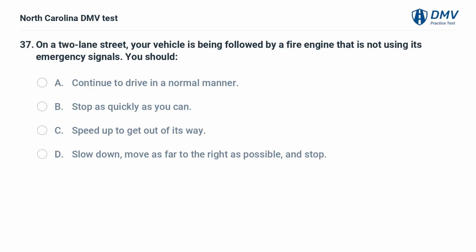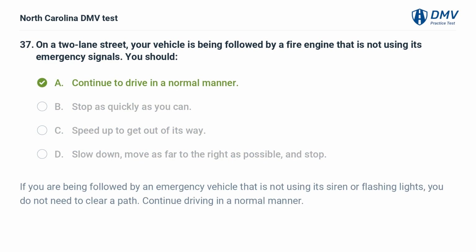On a two-lane street, your vehicle is being followed by a fire engine that is not using its emergency signals. You should A. Continue to drive in a normal manner. B. Stop as quickly as you can. C. Speed up to get out of its way. D. Slow down, move as far to the right as possible, and stop. A. Continue to drive in a normal manner. If you are being followed by an emergency vehicle that is not using its siren or flashing lights, you do not need to clear a path. Continue driving in a normal manner.